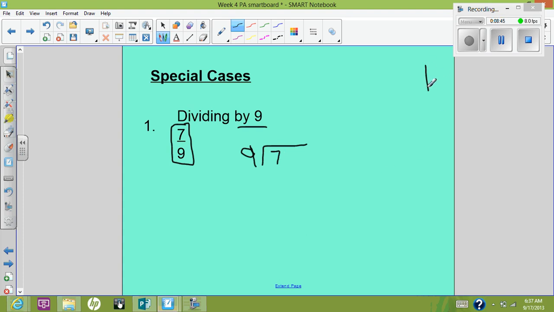Does 9 go into 7? I'm going to write my little letters. D, M, S, B. Does 9 go into 7? It doesn't. I'll put a little placeholder 0 there. And then 0 times 9 is 0. Subtract. I have 7. I have nothing to bring down, so I need to add a decimal point and another 0, so I can bring that 0 down right here. And then I go through the steps again.